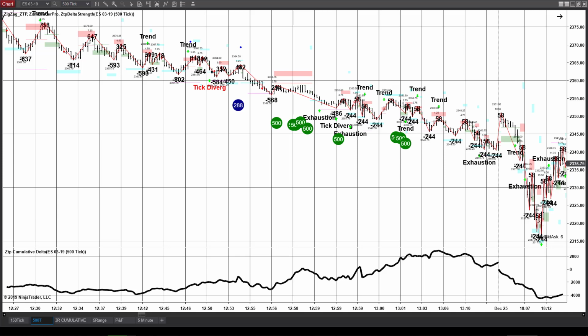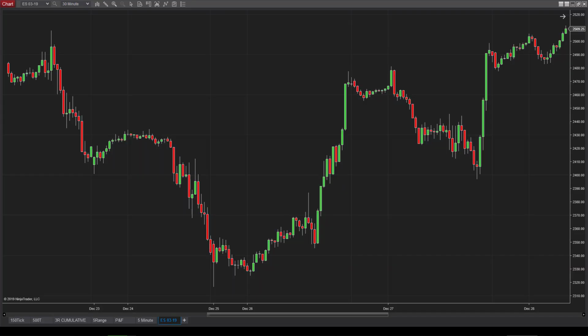And then on December 26th, the S&P closed over 115 points higher. This trader wasn't able to hide his activity from ZoneTraderPro. This new ability of the delta strength indicator and the cumulative delta indicator has translated into the strongest trade entry signal that you're going to find on the market.